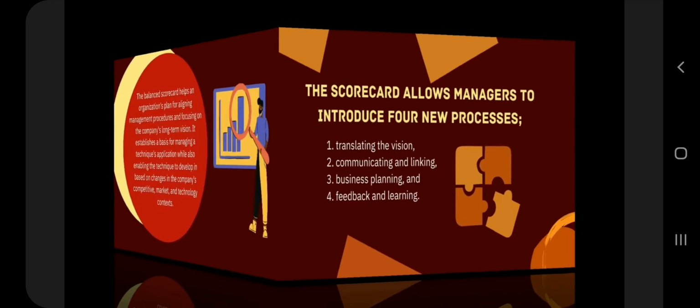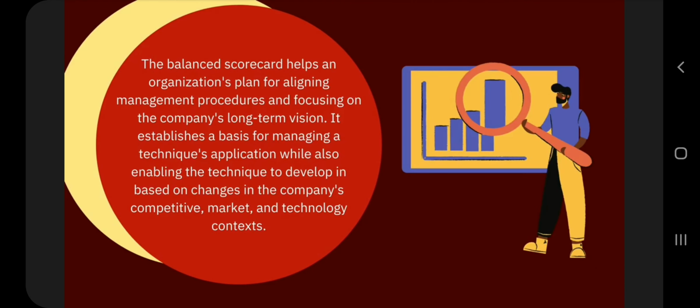The balanced scorecard helps an organization's plan for aligning management procedures and focusing on the company's long-term vision. It will be extremely difficult to maintain a consistent vision and activity without a scorecard when seeking to adapt new systems and techniques. The balanced scorecard establishes a basis for managing a technique's applications while also enabling the technique to develop based on changes in the company's competitive market and technology context.